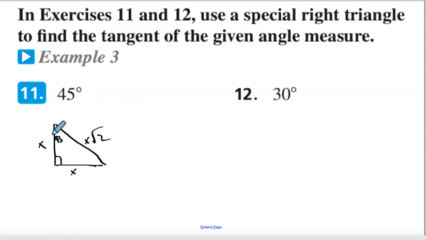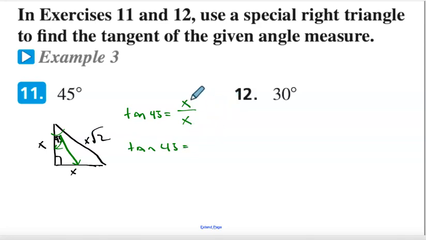So, well, tangent of 45 degrees would be the opposite, which is x, over the adjacent, which is also x. So the tangent of 45 degrees is x divided by x, 5 divided by 5, 10 divided by 10, anything divided by itself is 1. And if you're questioning that, if you plug the tangent of 45 degrees into your calculator, you will see that tangent of 45 is actually 1.